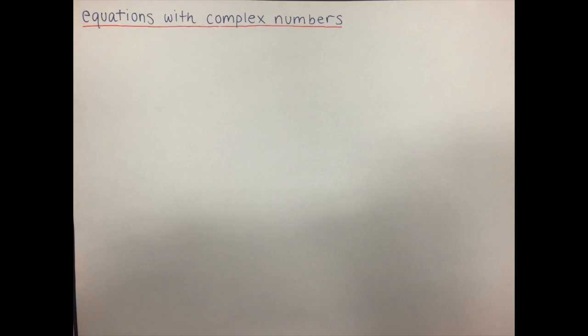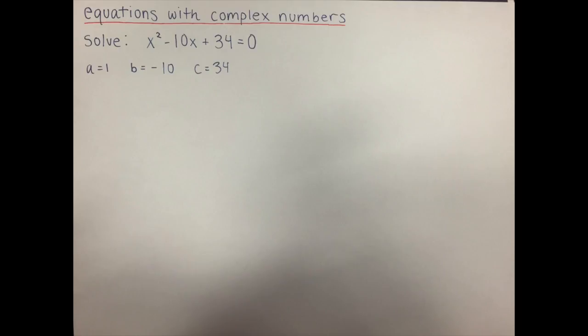And now we're on to equations with complex numbers. And here you have an equation that can only be solved by using the quadratic formula. First you want to figure out the values of a, b, and c, which is a is equal to 1, b is equal to -10, and c is equal to 34.